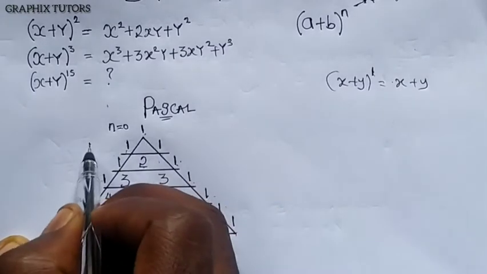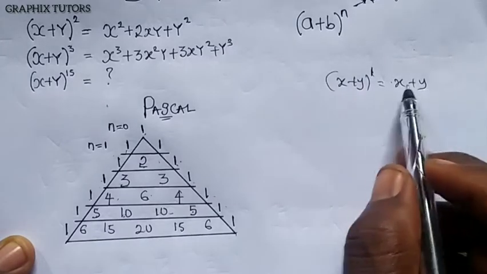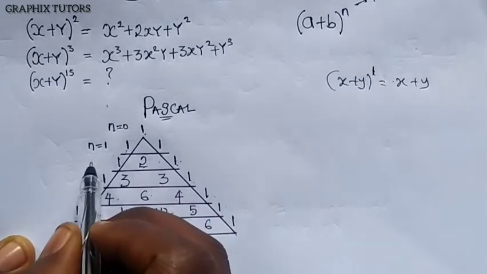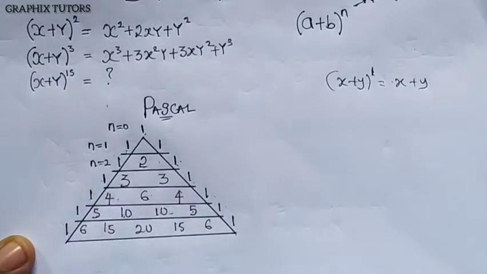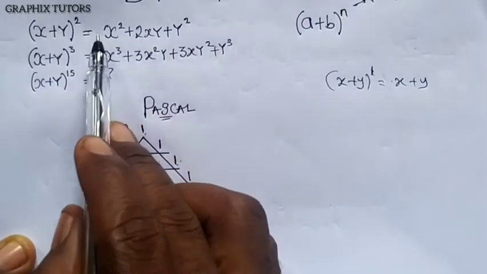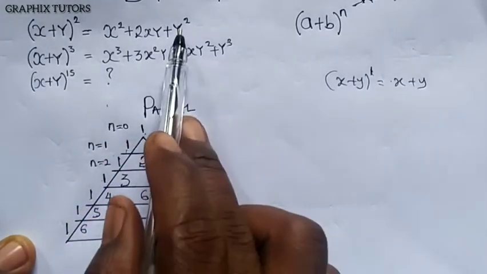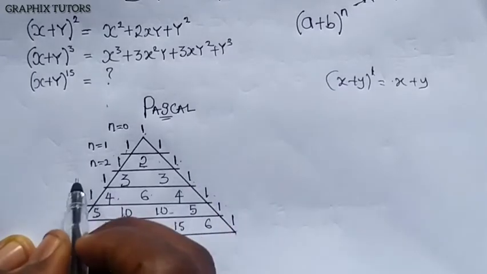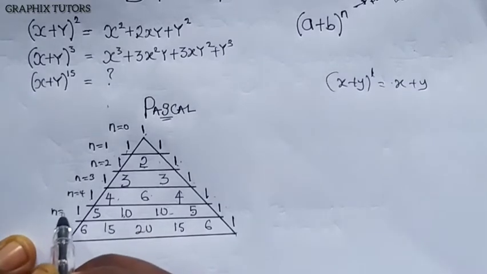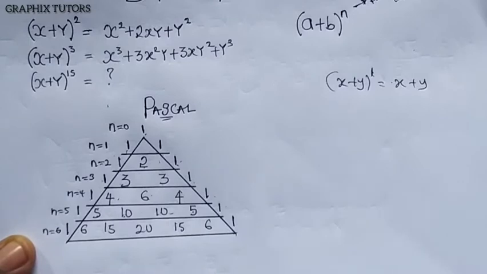Now the next one, when n is equal to 1, we have two terms, which is what we have here. The next one, when n is equal to 2, like what we have here, the coefficient of x squared is 1, xy is 2, and y squared is 1, and so on and so forth. So we have n equals 3, n equals 4, n equals 5, n equals 6.